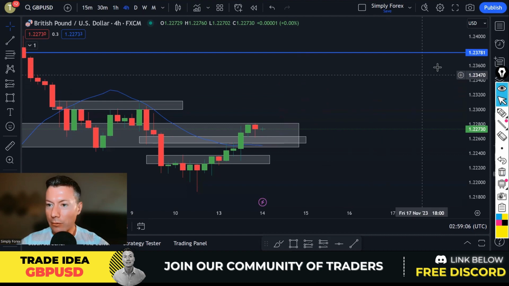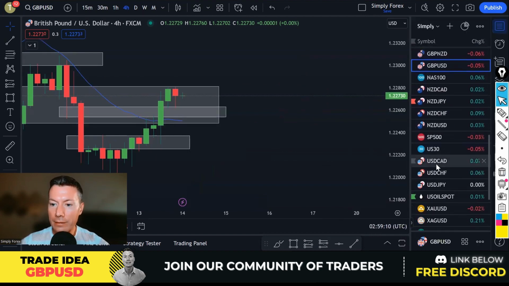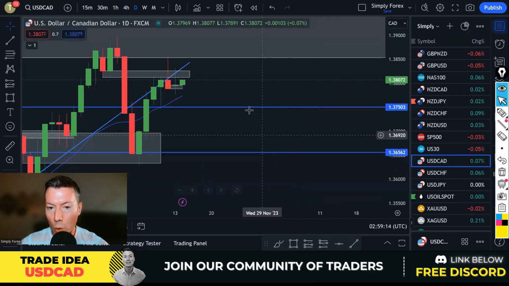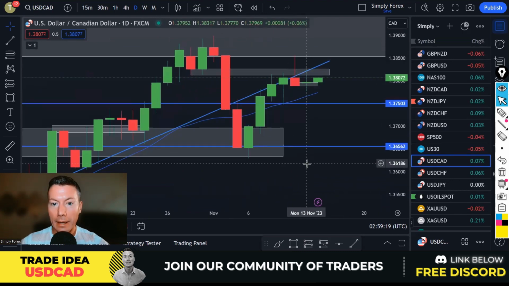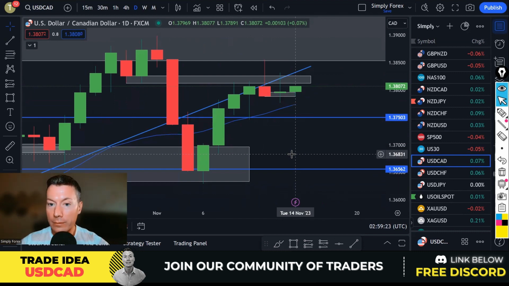So pound US dollar as well. And finally, our old favorite that we haven't stopped talking about, US dollar Canadian dollar. So all US dollar pairs today, guys. Nothing else was setting up for me today. And maybe some of the VIP Discord guys, maybe you found some other trades. Please let us know. Put them in the VIP Discord.